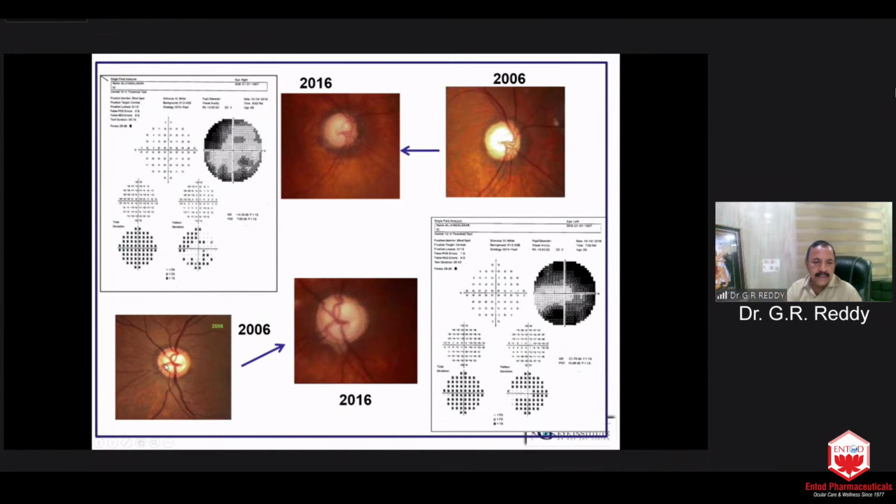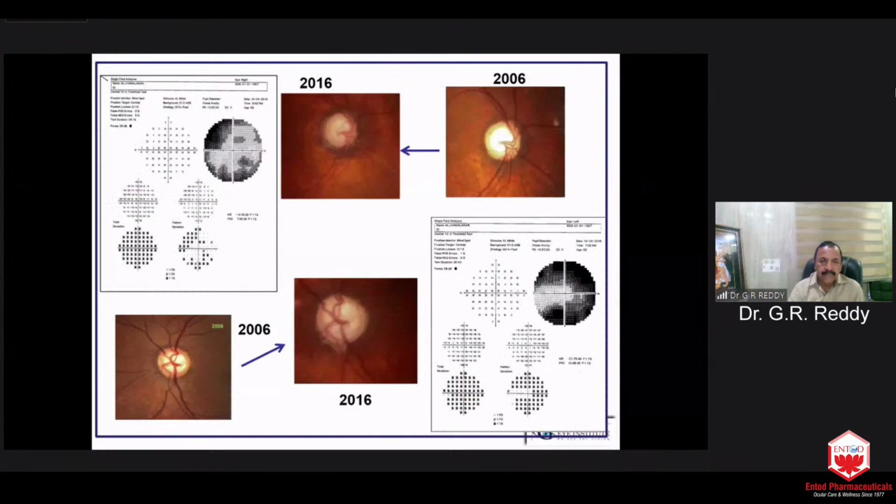See, this is the 2006 fundus photograph, and this is the advanced. And you see, there is no nasal shifting of the vessels. The rim is lost, rimless. More in advanced. At this stage, I had to do trabeculectomy, and the patient also had a cataract, so combined extraction was done.